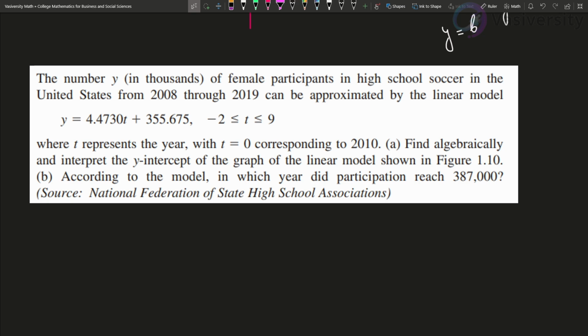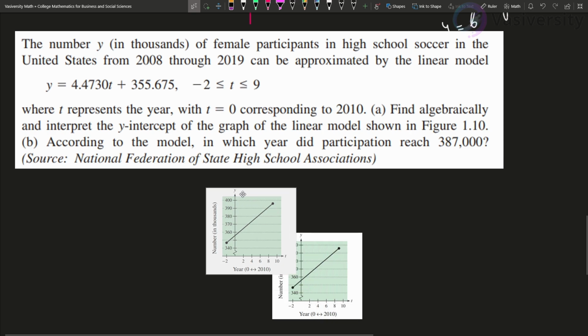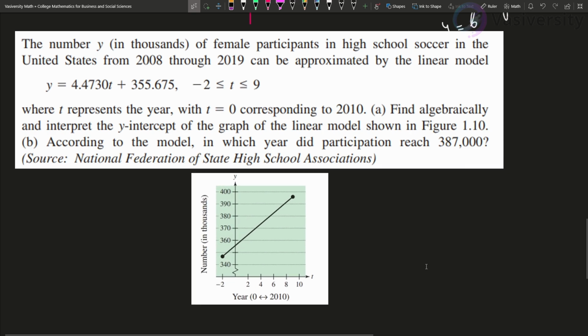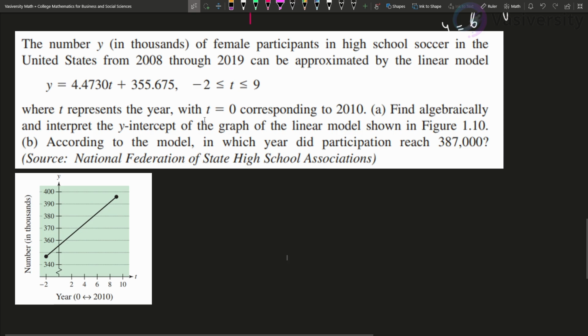Here is the graph of the linear equation. And part B is: according to that model, in which year did participation reach 387,000? Keep in mind that y is in thousands, so that's why there is no thousands in it. Okay, let's start with part A.